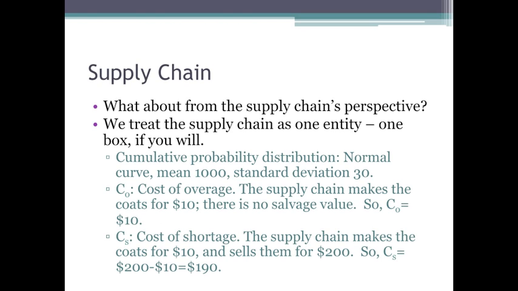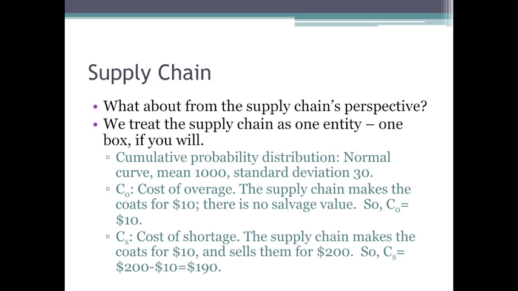How about from the entire supply chain's perspective? In other words, what order amount would maximize the profit, the expected profit, for the entire supply chain? Well, what we do is we treat the supply chain as one entity, one box. So, again, probability distribution hasn't changed.